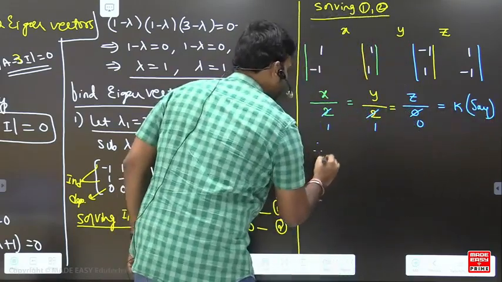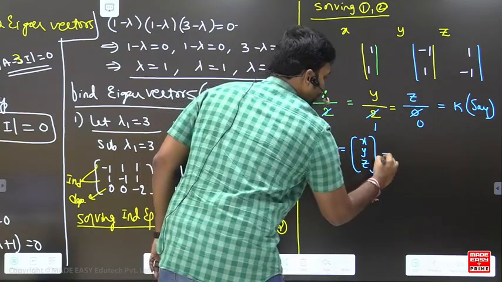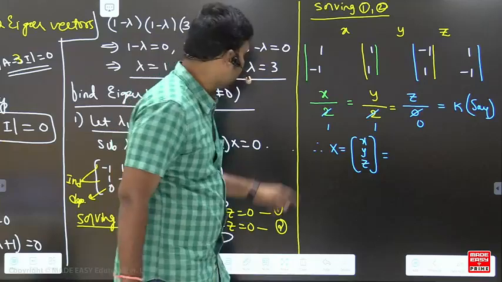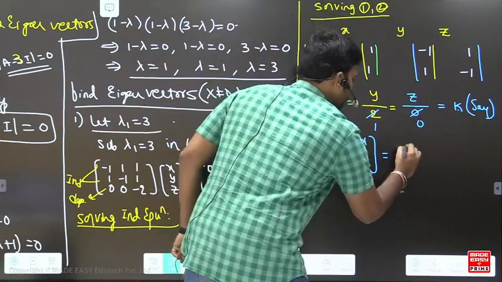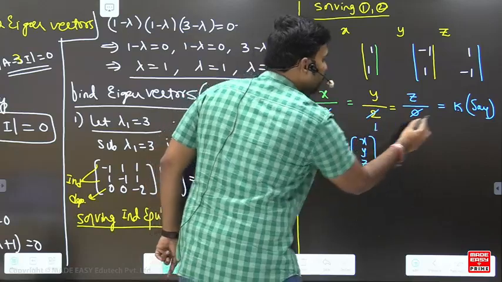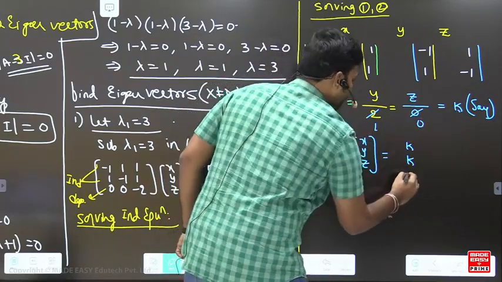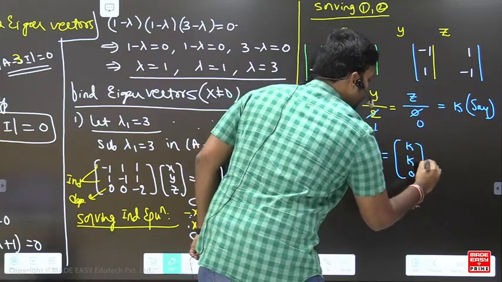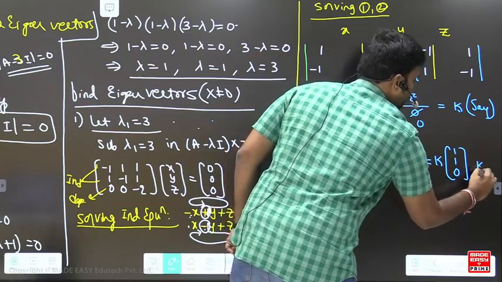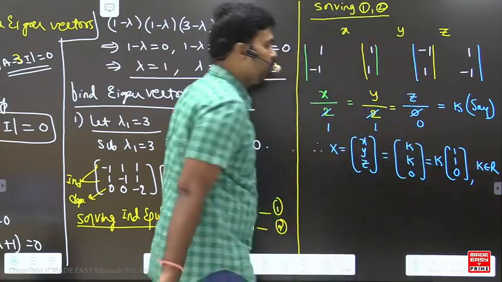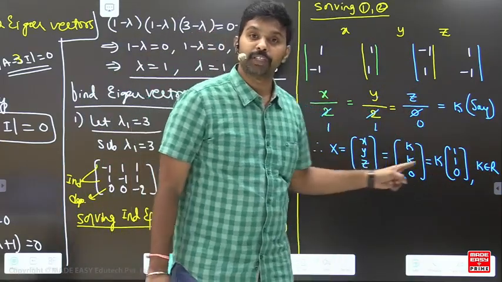Therefore capital X is equal to x, y, z. All of you please look at this: x is equal to what? 1 into k, so that is k. y is equal to 1 into k, so that is k. z is equal to 0 into k, so that is 0. So this can be written as k times (1, 1, 0), where k is any real number. This is the procedure of solving this equation.